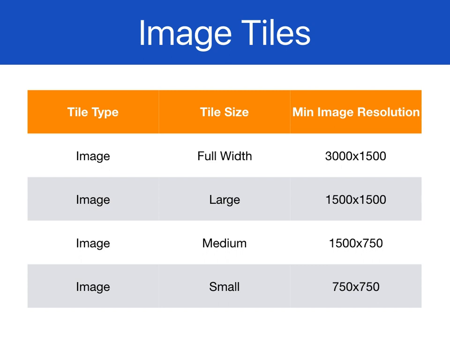So again, 4 different types, 4 different sizes of the images. So we have full width, and the image resolution is 3000 by 1500 pixels. For the large image is 1500 by 1500 pixels. For the medium image is 1500 by 750 pixels. And last but not least, the small image is 750 by 750 pixels.